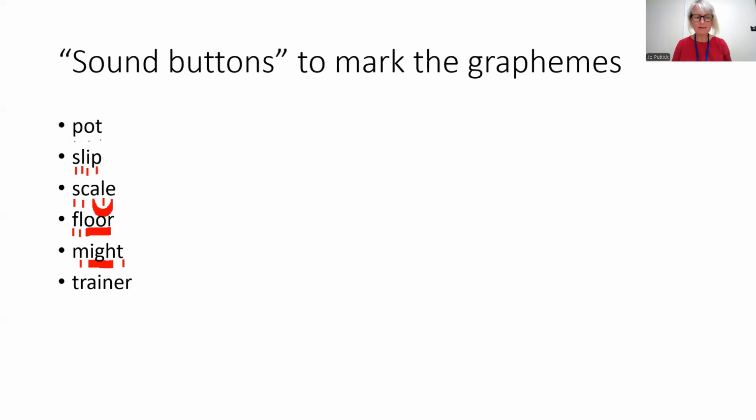We'll look at the next one. I, g, h, t. In that word, we have three letters again that make one sound. I, t, might. And in the last word, t, r, a, we have two letters here that make one sound, A, and two letters here that make one sound. So t, r, a, trainer.